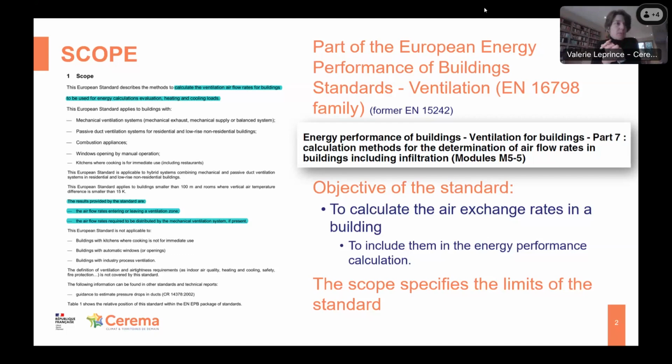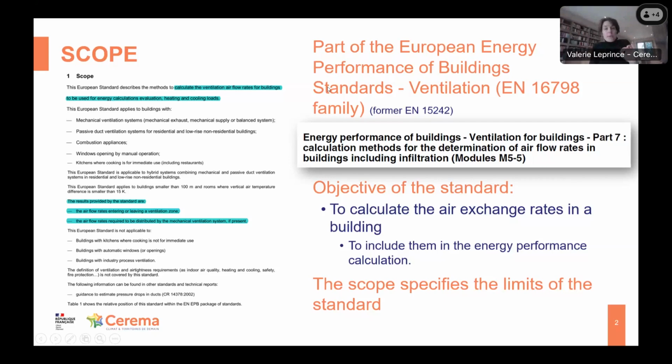-1, for example, is about the design of indoor air quality. -3 is about the design of non-residential buildings. -5 is about the calculation of flow rate in the ventilation system. And -7, the one that I will present here, explains how to determine airflow rate in buildings, including infiltration. So here we are in the right standard to know how to take airtightness into account to calculate the energy performance of buildings. The objective of this standard is to calculate the air change rate in a building and to include this value in the energy performance calculation.